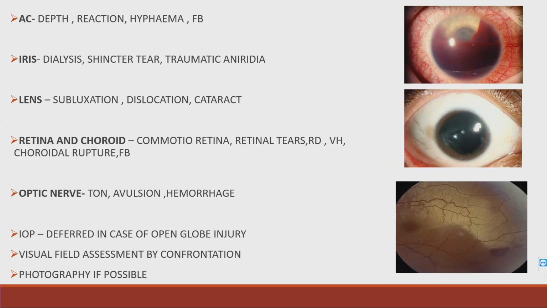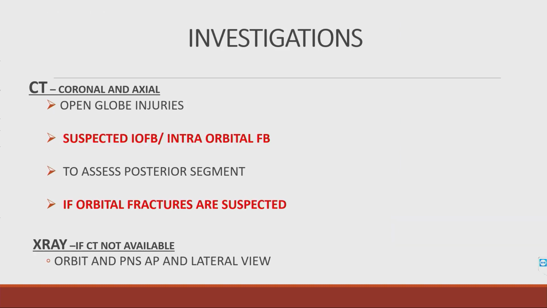Look for foreign body, hyphema or reaction in the anterior chamber. Rule out iridodialysis, sphincter tears. Look for any subluxation, dislocation, or cataract in lens. Rule out commotio retinae, retinal tears, and or choroidal rupture or retinal foreign body. And in optic nerve, rule out optic neuropathy, optic nerve avulsion, hemorrhages. IOP can be deferred in case of open globe injury. And if possible, you can do photography also.